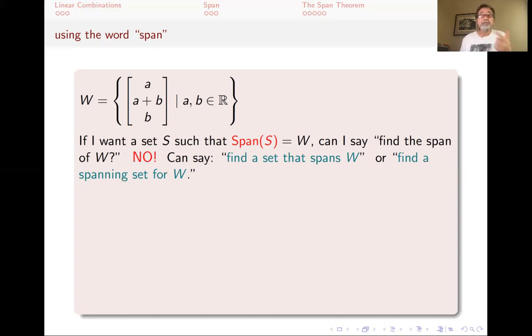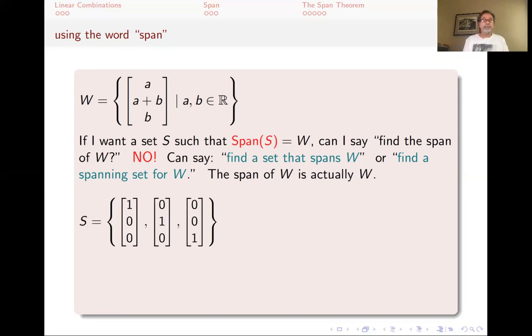The way I was suggesting that you may say it, find the span of W, doesn't work, because the span of W means find all linear combinations of elements of W. But W is a subspace, so when you find linear combinations, you just get W back. You don't get anything new. The span of a subspace is actually the subspace itself. So never say find the span of W if you mean find a set that spans W or find a spanning set for W.